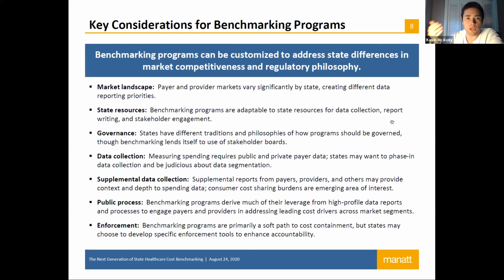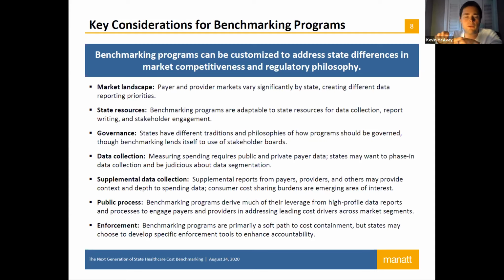Some of the themes from our previous work include differentiation and considerations for other states going forward, really understanding their local market's needs. Every market is different, have different concentrations of payers and providers, and tailoring your own benchmarking program to capture those dynamics will be really important.